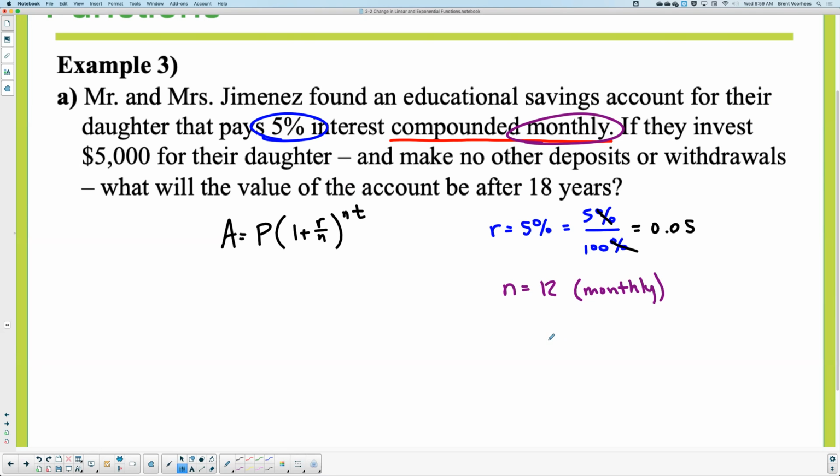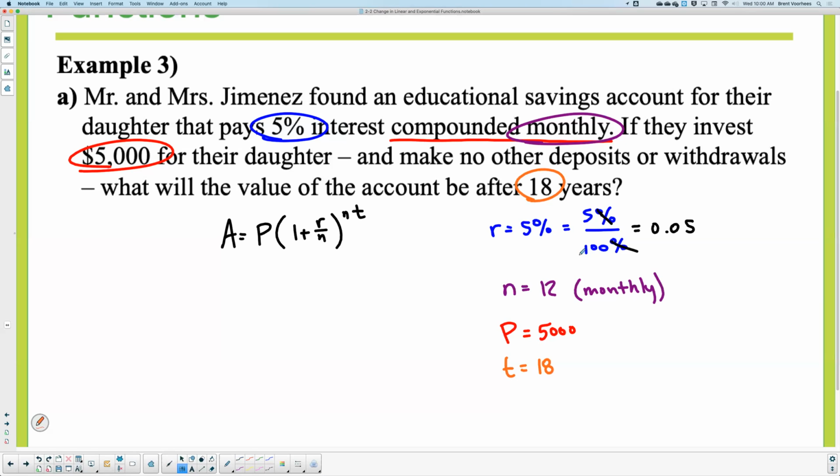If they invest $5,000, what is that? That is our initial value. Which letter refers to the initial value? P. That right there is the P. Now for the calculator, we're not typing in a comma nor dollar signs. Just put 5,000. Make no other deposits or withdrawals. That means they add no money and they don't take out any money. What will the value be after 18 years? We finally come to the end of the problem. What is that? That is our time.